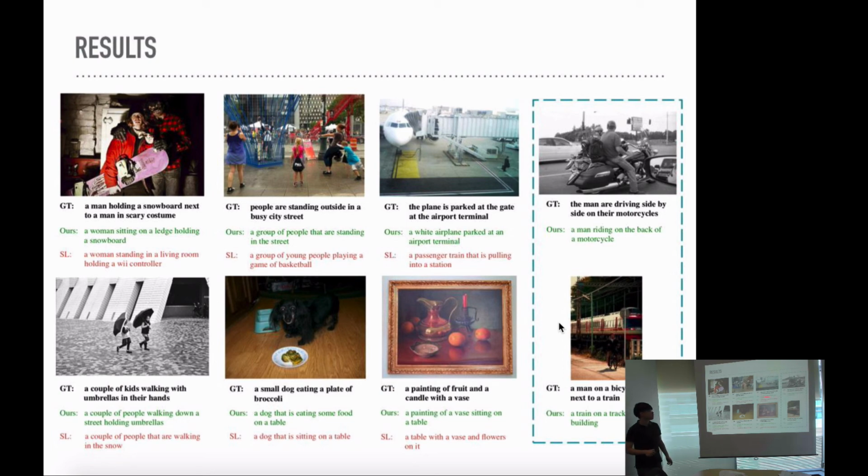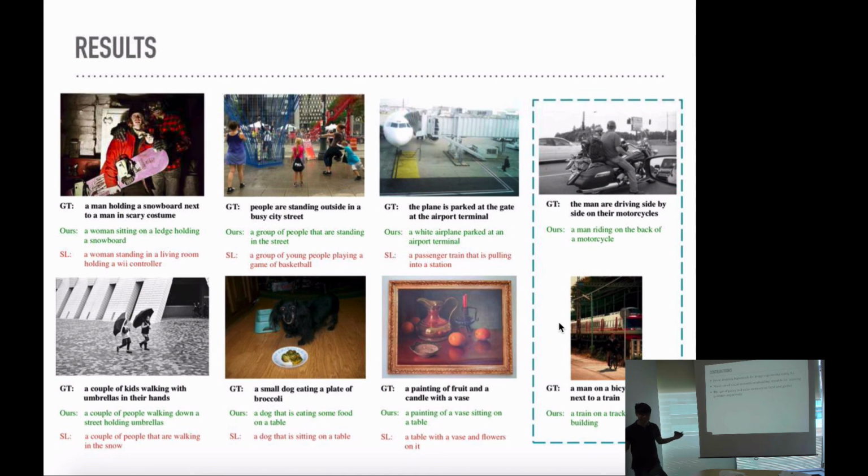But the problem is like a man driving side by side on motorcycles, where it says a man riding on the back of a motorcycle. It's not too bad, but it doesn't capture what the authors or the dataset want, the ground truth. But it does create some okay captions.